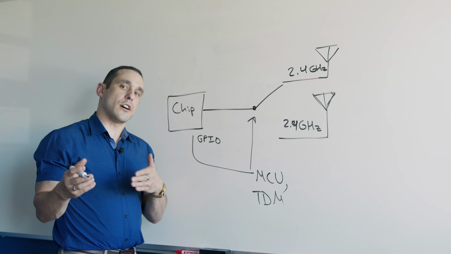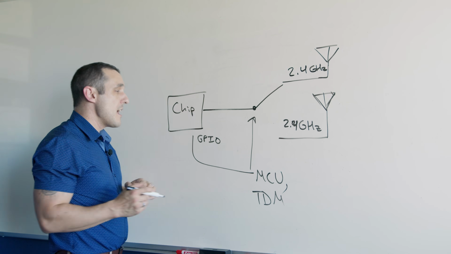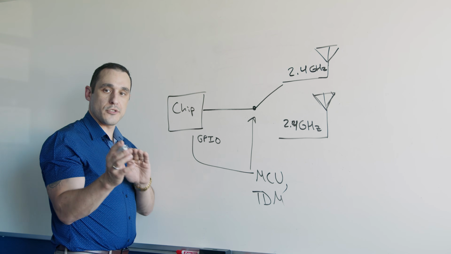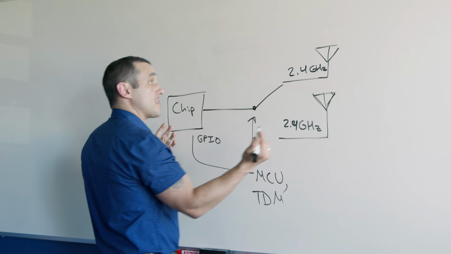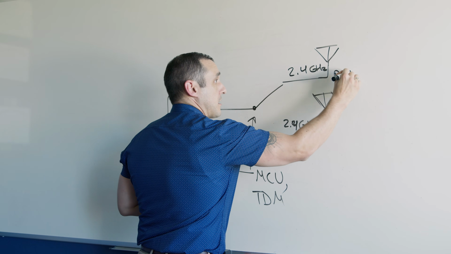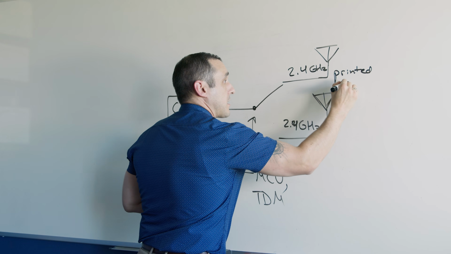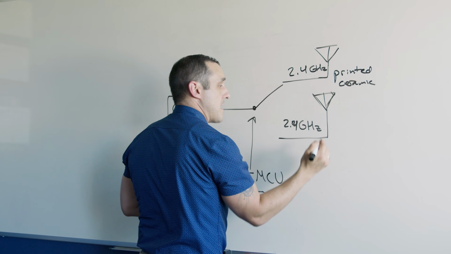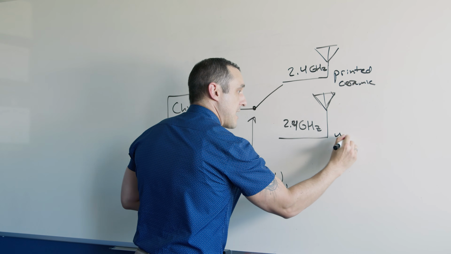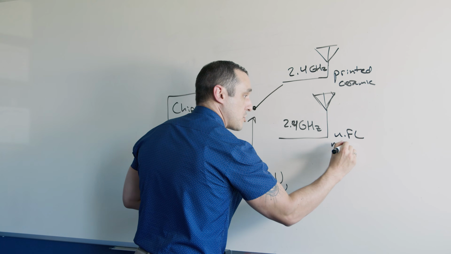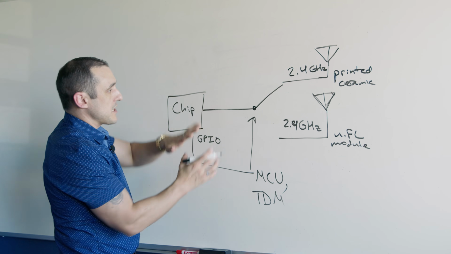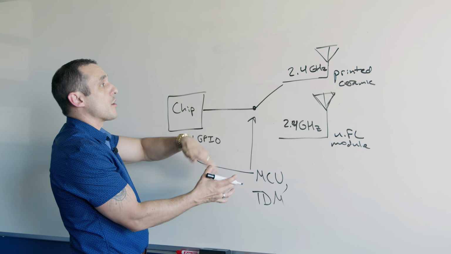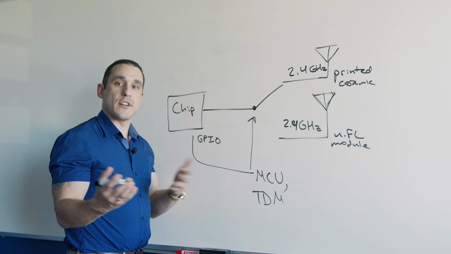So I'm actually working on a project that we'll look at momentarily that takes this approach where the user can then select which of the different types of antennas they want to use. So this could be, for example, a printed or a ceramic antenna. And then this could, for example, be a U.FL connector that then goes to an antenna module that you would purchase off the shelf. So this lets the user have some flexibility as far as which type of antenna they want to use in different applications.